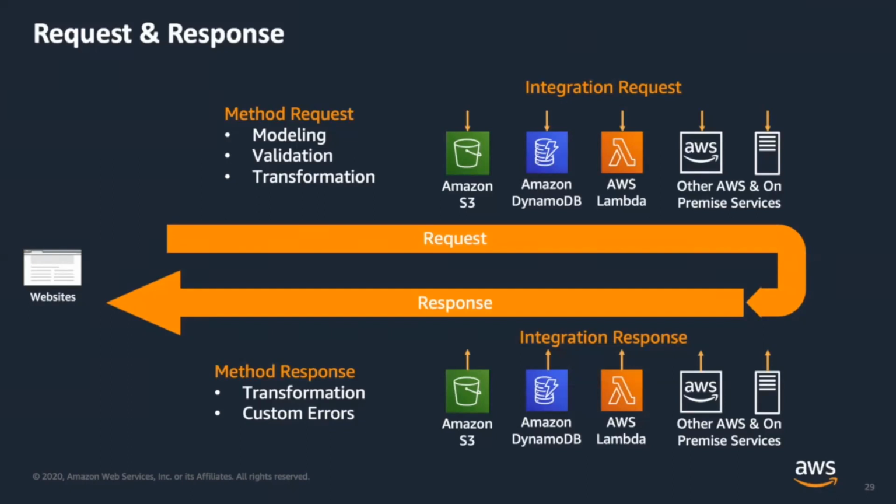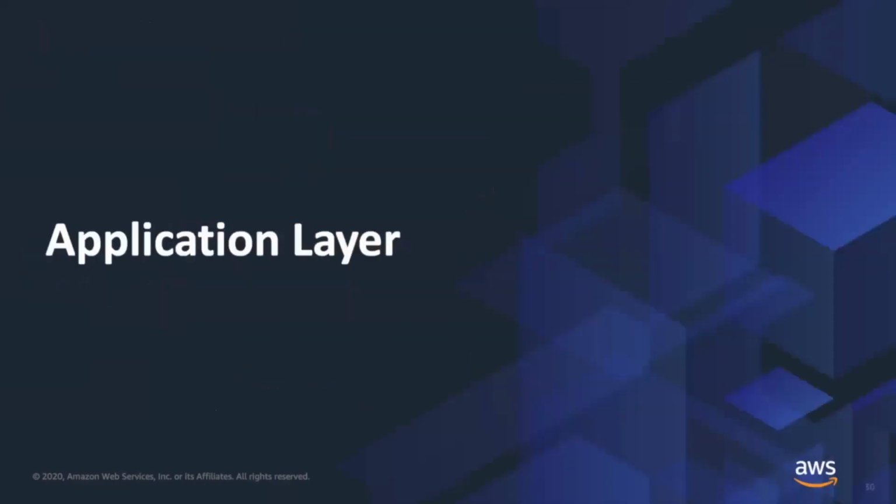And finally, we have here the method response. This is where you can add an additional layer or additional headers that can do more transformation and also create custom errors if there are any errors.